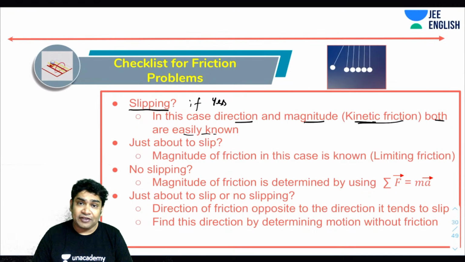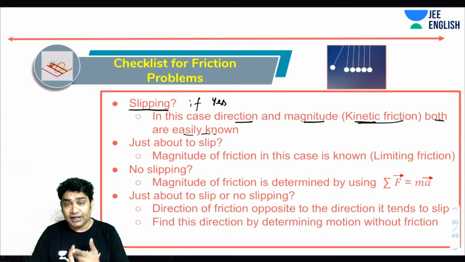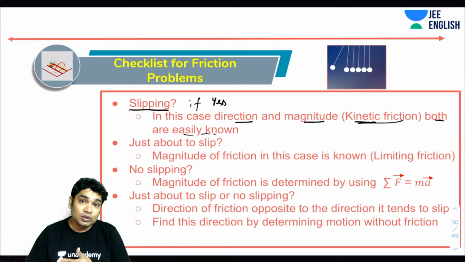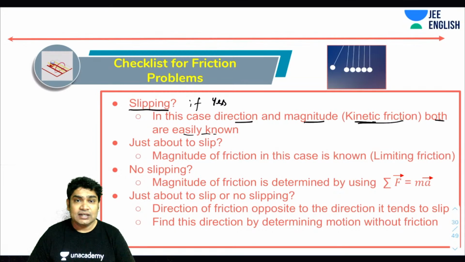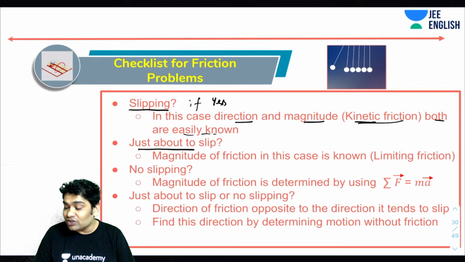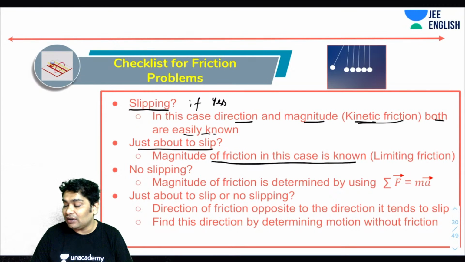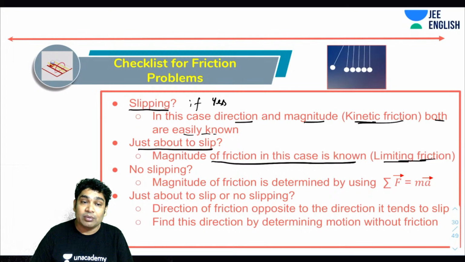Again, if there is slipping, then you know friction is kinetic. You know its direction, as you can see the direction of relative motion, and you also know the magnitude immediately. It has a constant magnitude of mu_k times N, or mu times N if a single mu is given. Things become tricky when there is no slipping. Also, if an object is just about to slip, then the magnitude of friction is known: it will be limiting friction. Please remember that is the condition for just slipping. That friction would become equal to limiting friction.